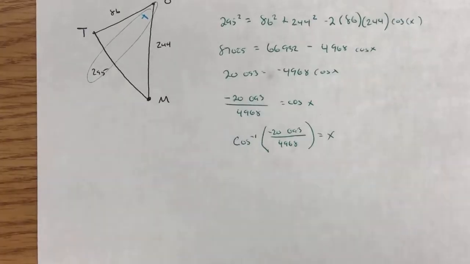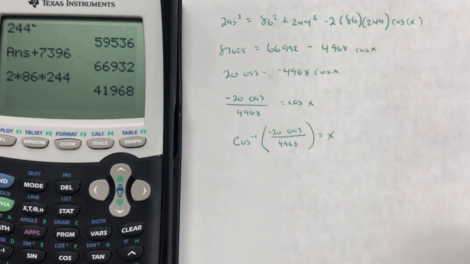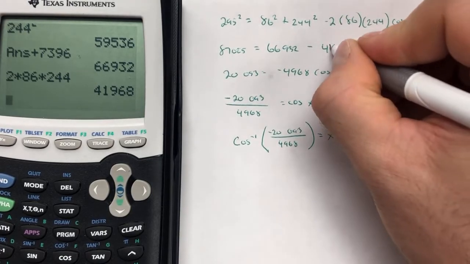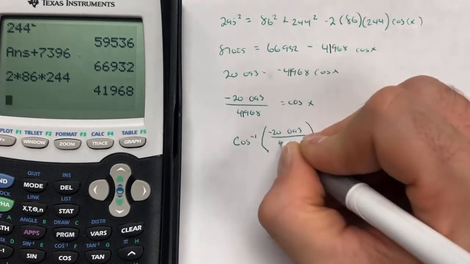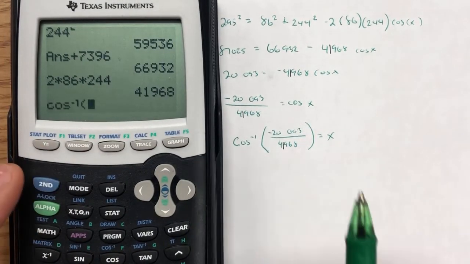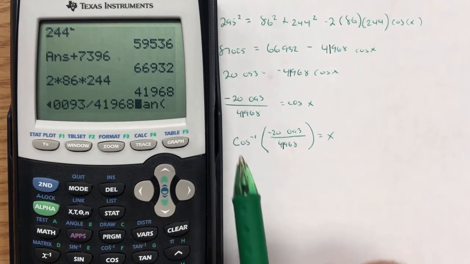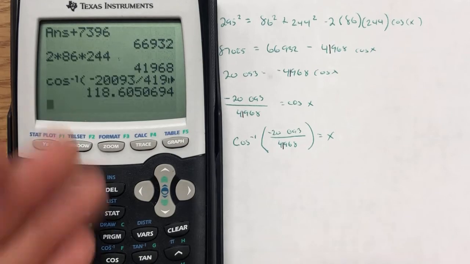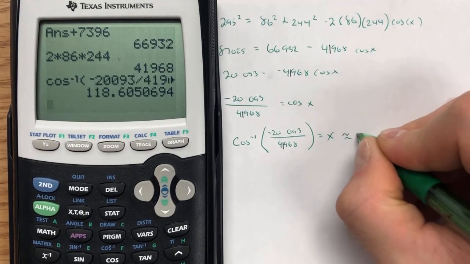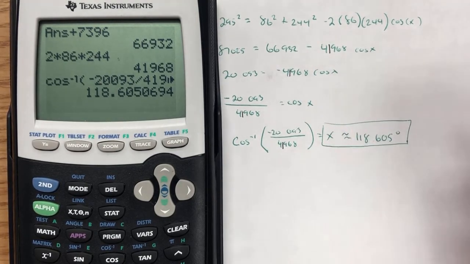Okay, so what I had done is the 2 times 86 times 244 is 41,968. I neglected to write down the 1, which is going to drastically change my value. When I try and type that in, I'm going to type in second cosine of negative 20,093 divided by 41,968. And let's close that bracket. And we get an angle roughly of 118.605 degrees. That is the angle in Orlando looking from Tampa to Miami. And there we go.